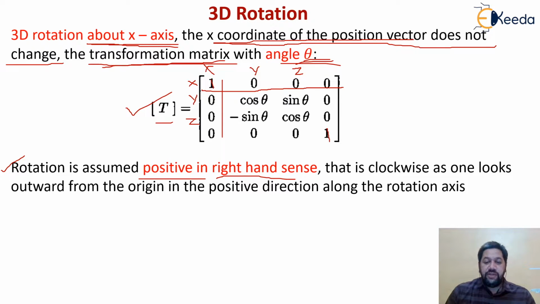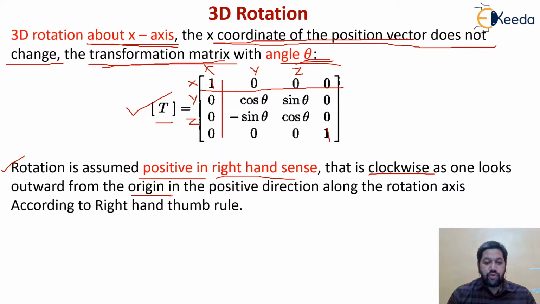Okay, in the right hand sense, that is clockwise as one looks outward from the origin in the positive direction along the rotation axis. My rotation is assumed positive in the right hand sense. Now, what does this right hand sense indicate? We should consider the right hand thumb rule for this. Everyone knows about the right hand thumb rule. So this angle of rotation is in the positive direction according to the right hand thumb rule.